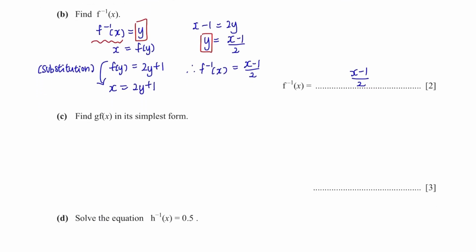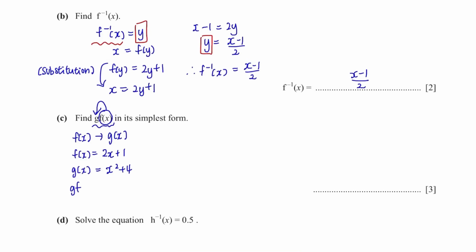Part C. Find g of x in its simplest form. If you see two functions together like this, you substitute one function into another. In this case, you need to substitute f of x into g of x. So instead of x squared plus 4 in g of x, it will be (2x plus 1) squared plus 4. Simplify it and you get 4x squared plus 4x plus 5.